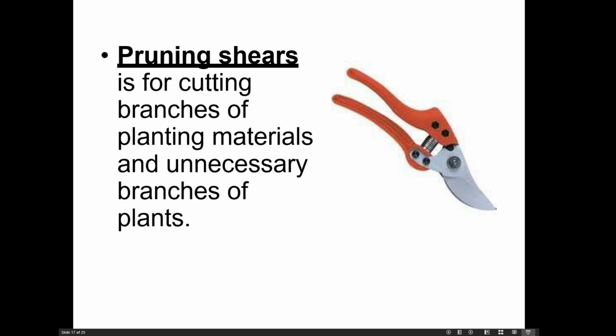Kapag meron kayong babawasan na part ng halaman na hindi naman talaga ganong katigas, na tipong kailangan nyo talaga lagari o kaya chainsaw, hindi na kaya ng pruning shears yun. Kapag medyo manageable pa, medyo malakas kasi to, ito yung ginagamit. So, this is used for cutting branches of planting materials. Baka meron kayo nito sa bahay nyo.